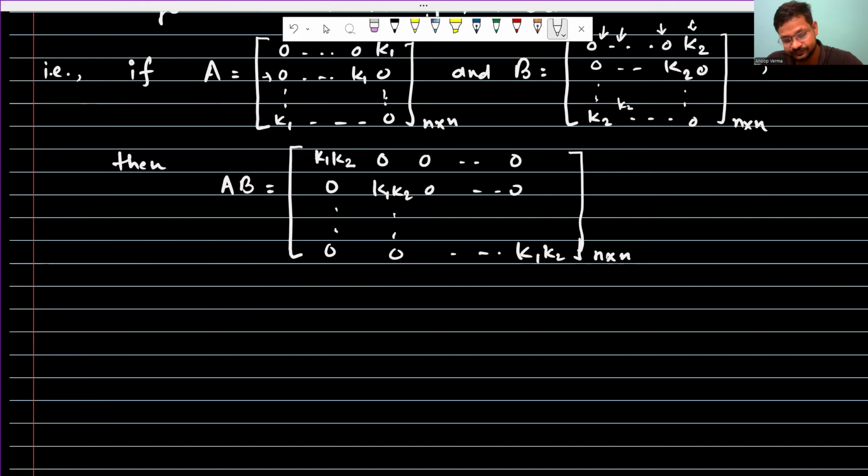So this is a scalar matrix. It means the product of two backward scalar matrices is again a scalar matrix. The product of two backward scalar matrices is a scalar matrix of that order. Clear?